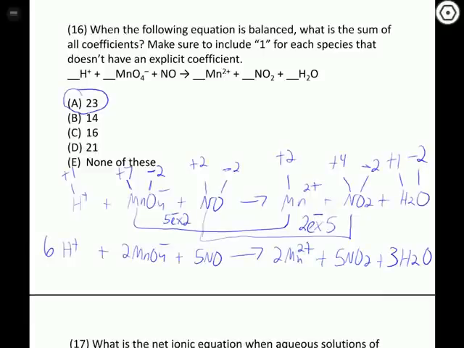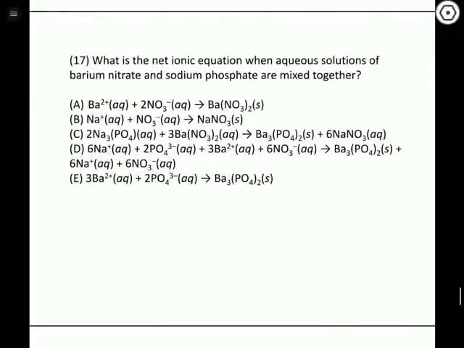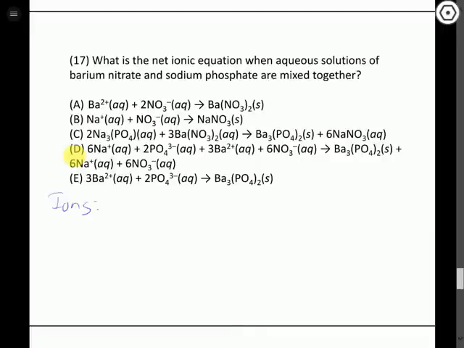We do have to hurry a little bit, so we might have to table questions for the end so I can get through everything. Okay, number 17, what is the net ionic equation when aqueous solutions of barium nitrate and sodium phosphate are mixed together? So if we're talking about mixing 2 ionic compounds, we should recognize that it's a precipitation reaction, or potentially a precipitation reaction.